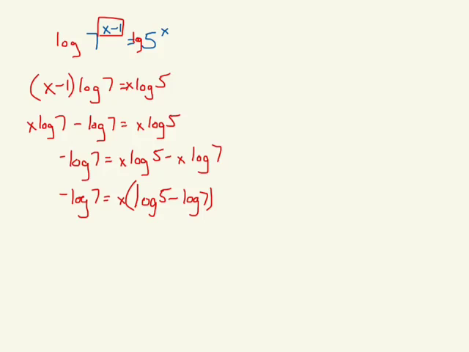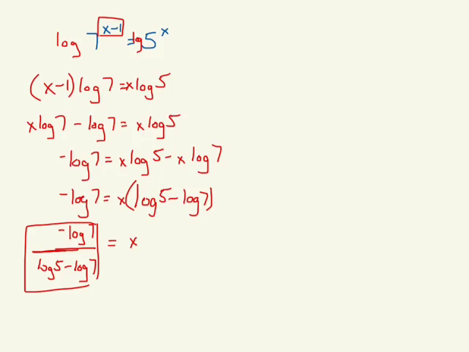And now to solve for x, all I need to do is divide both sides by that ugly mess that's next to the x. And this is what I have. Now, technically, this is my solution right here in its most exact form. That would be my solution: negative log of 7 over log of 5 minus log of 7. And if I were looking for an exact value, that would be it.